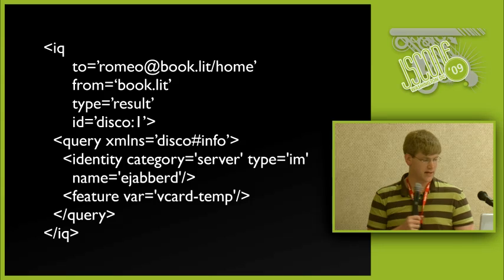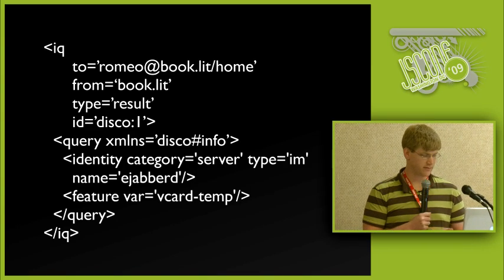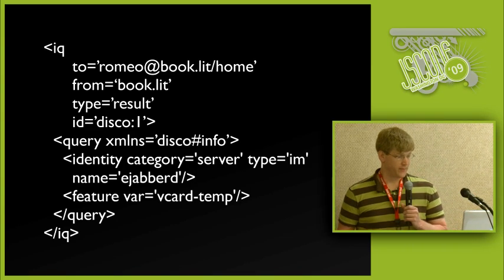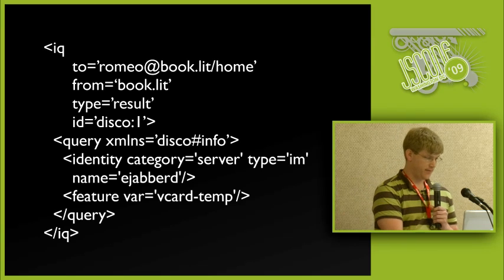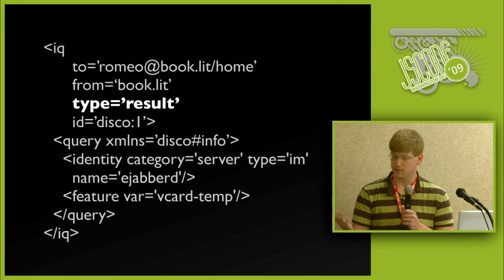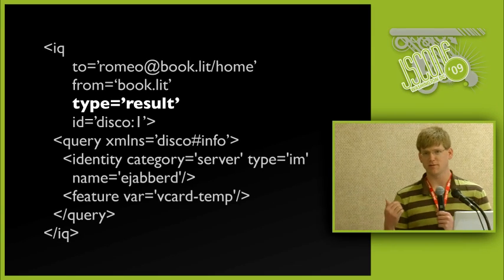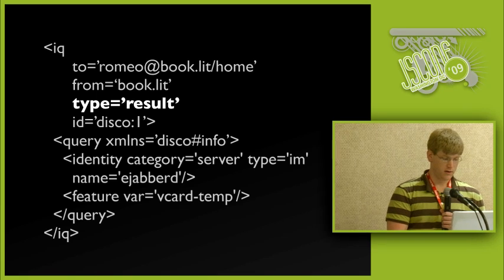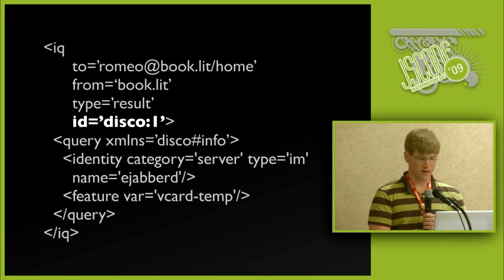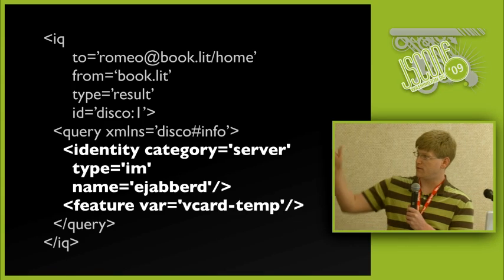Here's the response to that same IQ that would be sent from the server. You can see that we have the same ID there. This is type equals result because it's a response. We could also have a type equals error if something went wrong. And we have the same ID, as I said. And then this is all of the answer stuff.